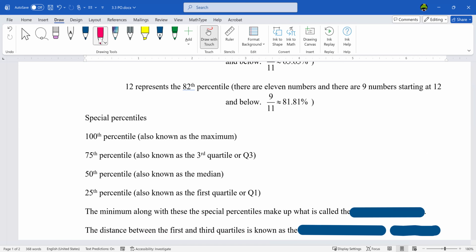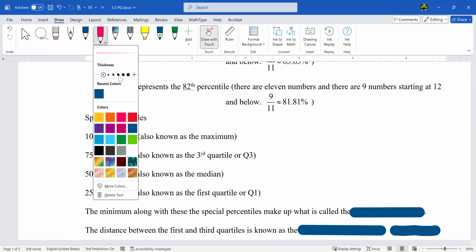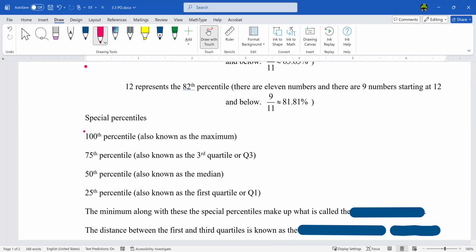If you take these four special percentiles along with the minimum, they give you what is called the five-number summary. Those five numbers, the maximum, Q3, the median, Q1, and the minimum, that is what's known as the five-number summary.